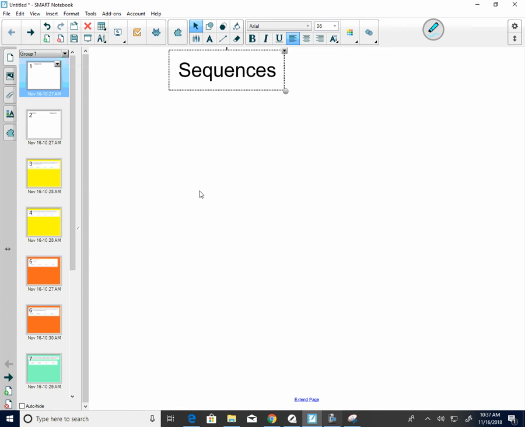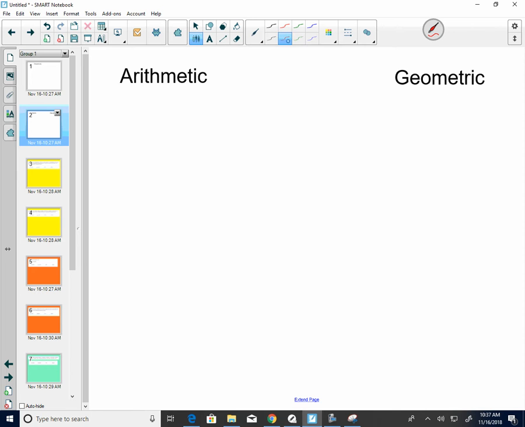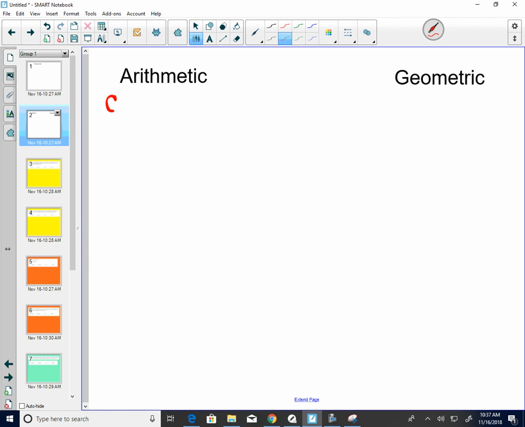Okay, today we're going to be looking at sequences. And we're going to look at two particular types of sequences. The first type we call arithmetic sequences. These are numbers that are put in an order in such a way that they have what's called a common difference. If I move from one number to the next, I am adding the same thing.